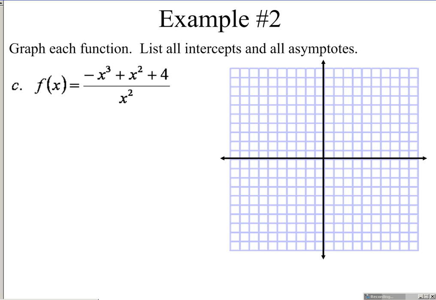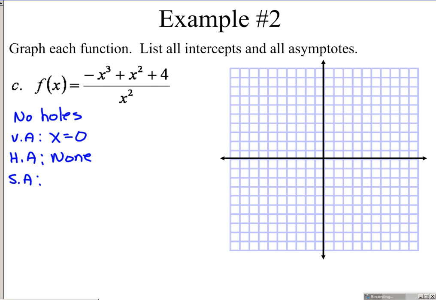Last one. Nothing can be factored here. Nothing's going to cancel here. So we know there are no holes. Vertical asymptote, set that denominator equal to 0. Horizontal asymptote, degree 3 over degree 2. There is none, but once again, there is going to be a slant asymptote.